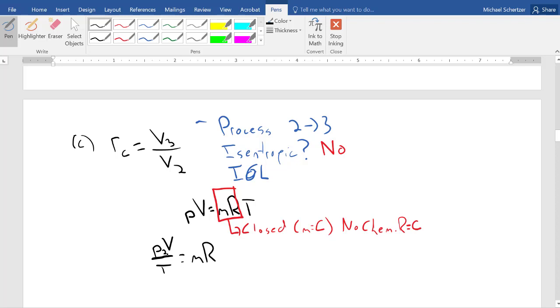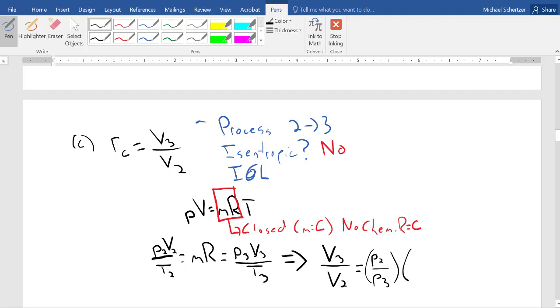So this is true if we go P2 V2 over T2, but it's also true if we're talking about state 3, and really any state in between during the process, but we typically know these endpoints or the beginning points of all the processes, right? So this would be P3 V3 over T3. So here, what I actually want up here is V3 divided by V2. So here I can use the ideal gas law, and I can see that V3 divided by V2 is going to give me P2 over P3 multiplied by T3 over T2.